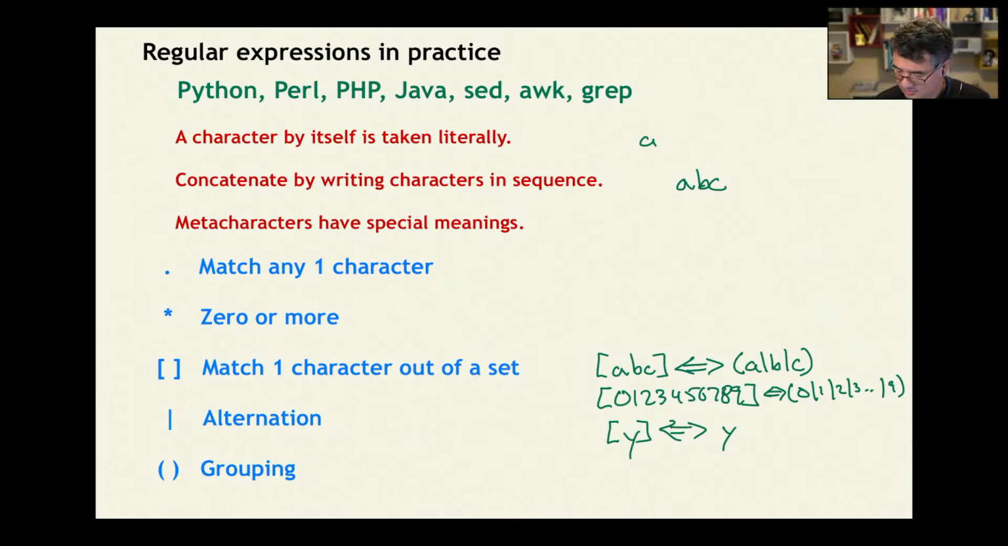The nice thing about those square brackets is you can also do ranges of letters. So instead of doing this 0, 1, 2, 3, 4, 5, 6, 7, 8, 9, you can do 0-9, and it's the same thing. It will just automatically expand this out to be everything from 0 to 9. You can also do ranges of letters as well.